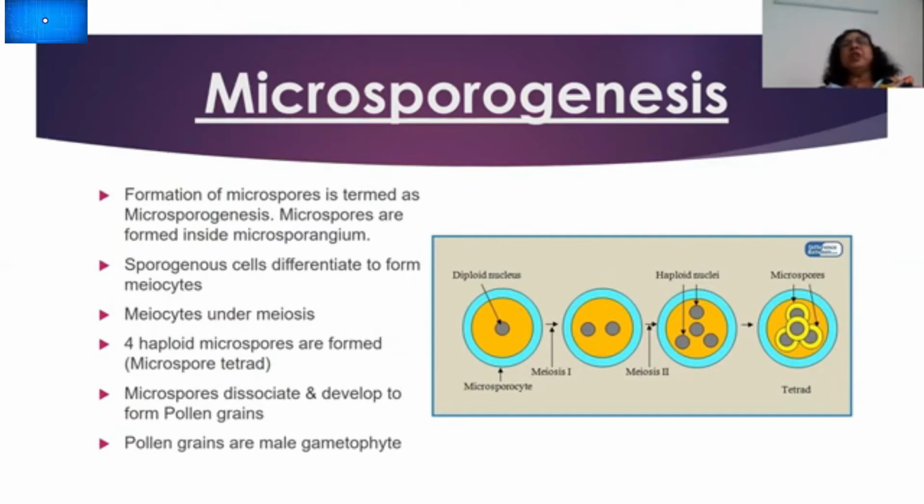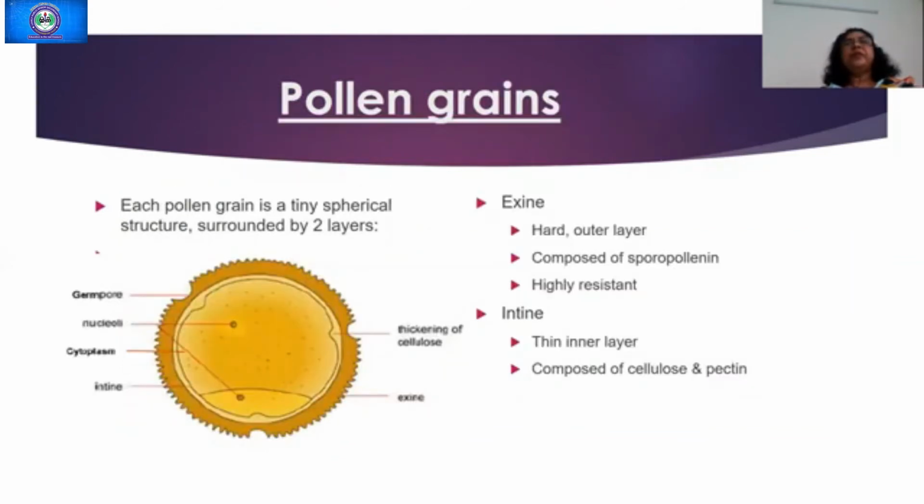Later on, these microspores dissociate, separate out, and develop into pollen grains. Pollen grains contain male gametes. But what are pollen grains known as? Pollen grains are known as male gametophytes. Let us see the structure of a pollen grain.